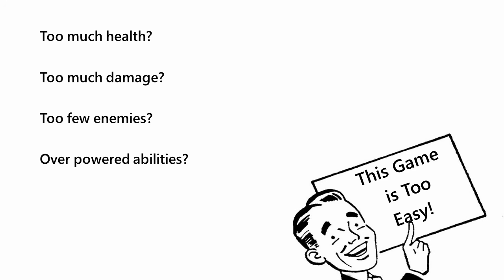So maybe for too much health, you can look at how often does the player die. Too much damage, you can look at how quickly enemies are being killed. Too few enemies, you can look at how much time they spend in combat. Overpowered abilities, you could potentially look at which abilities are being used. And you can start looking at these to see if there are things that are being abused.